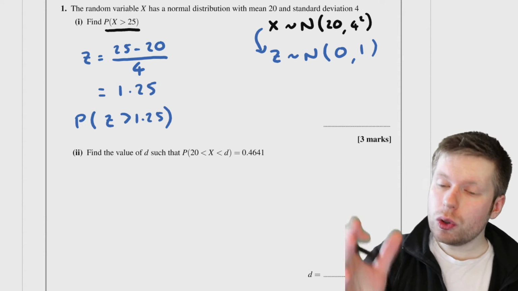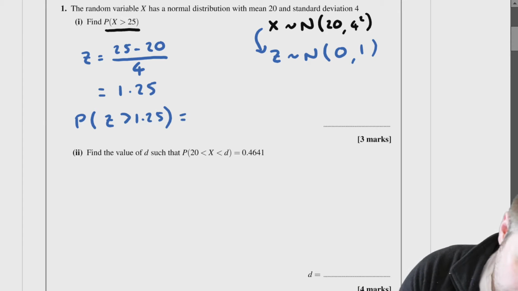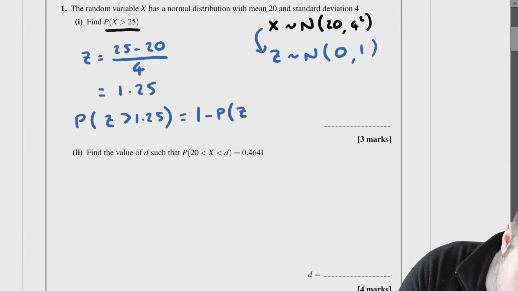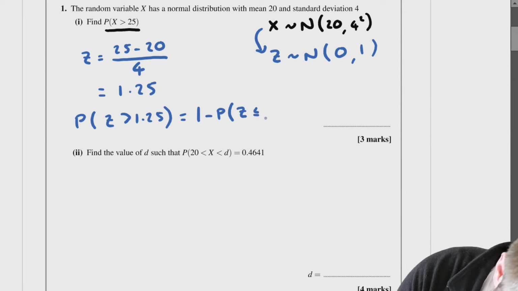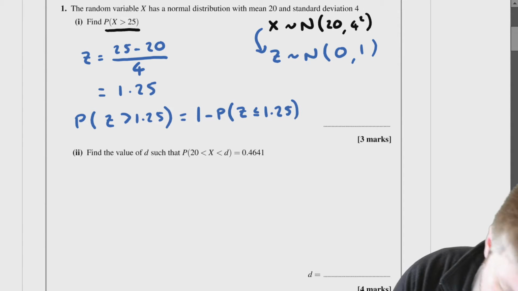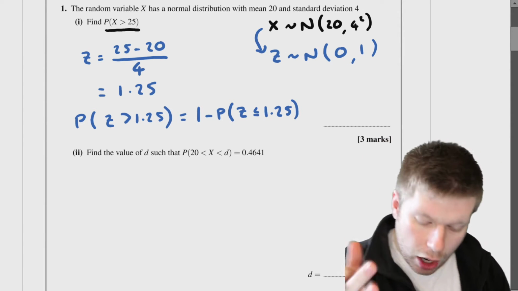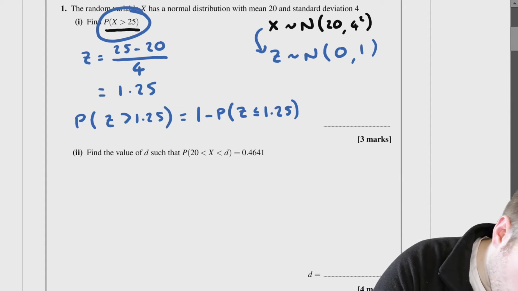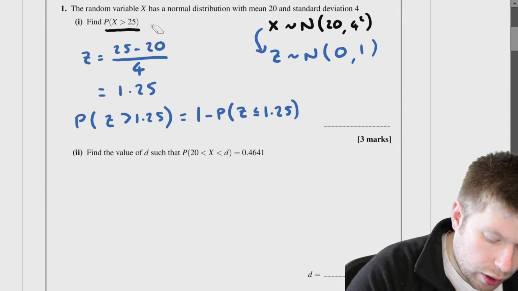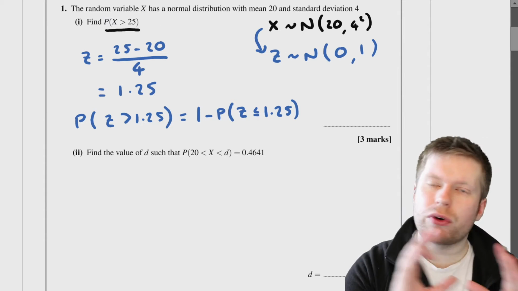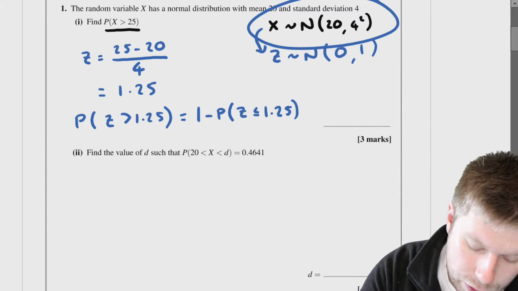So in order to do this, I'm going to convert this to a less than or equal to by doing 1 minus that. So I know that the probability that z is greater than 1.25 should just be 1 minus the probability that z is less than or equal to 1.25. Remember, 1.25 says, what's the probability that I lie more than 1.25 standard deviations from the mean? So the 1.25 represents the number of standard deviations from the mean on this distribution.